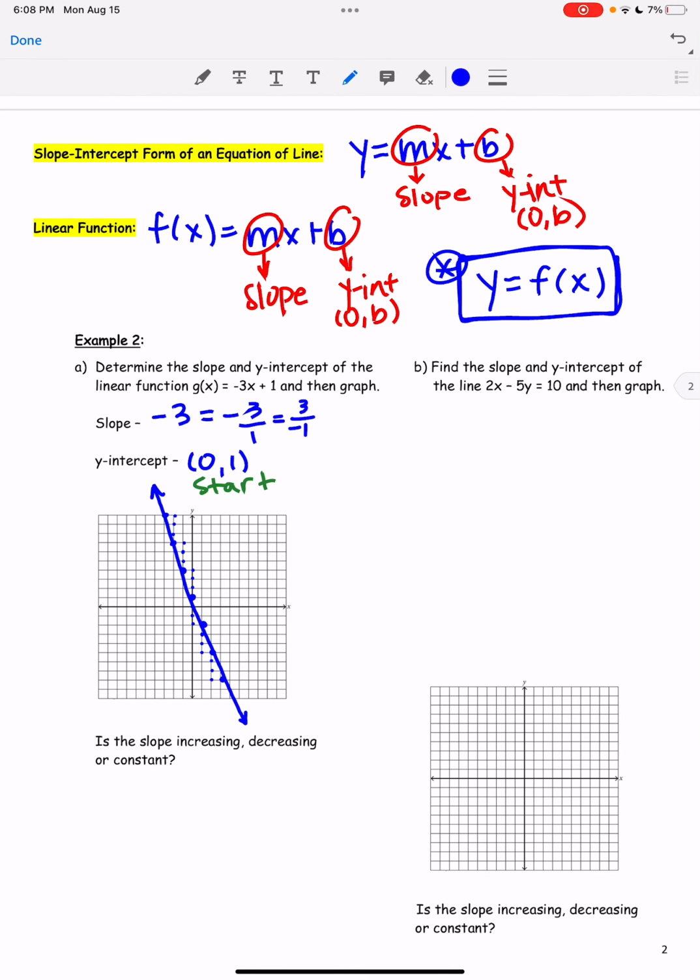And is this slope increasing, decreasing, or staying constant? Well, I can see right here it's negative, or I can look at my graph that it's going down, so this is decreasing.